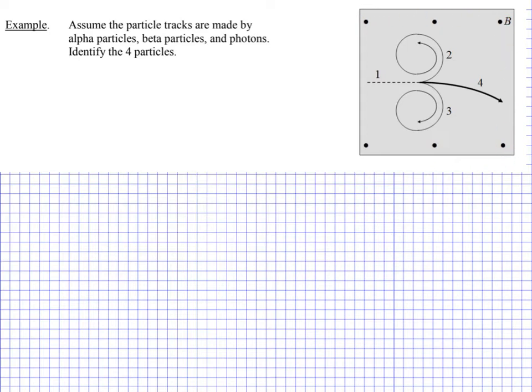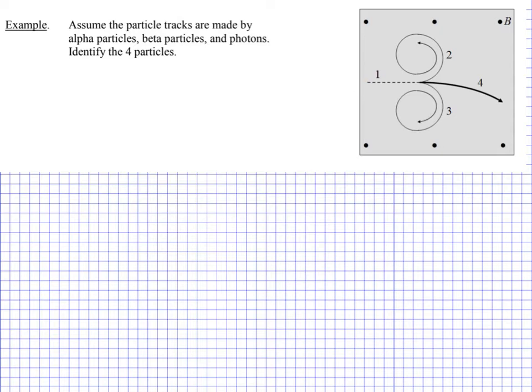This is our region of interest, and we've got these black dots here indicated by the capital letter B. So these black dots represent the direction of the magnetic field, and based on sign convention, this means the magnetic field is coming out of the page. We then have four numbers that represent the different parts of the particle tracks.